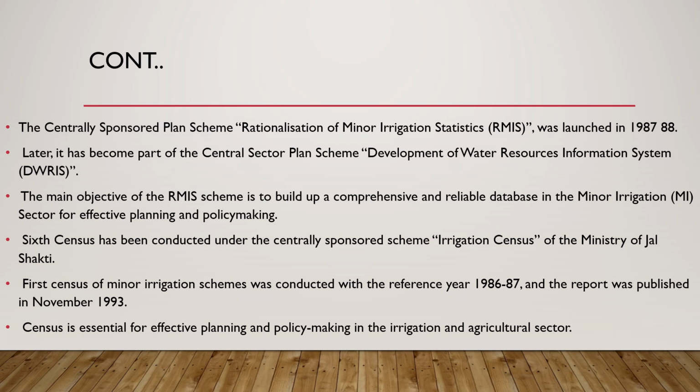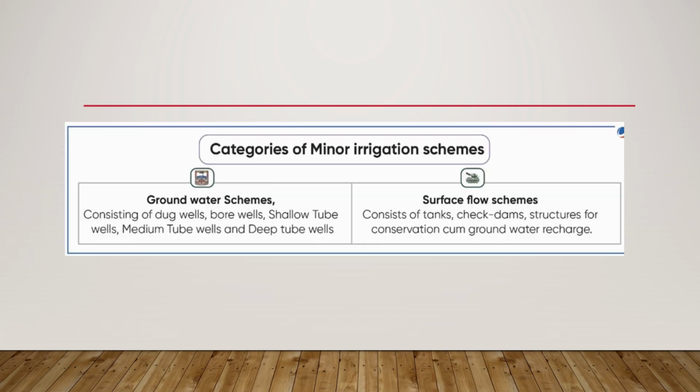The sixth census has been conducted under the centrally sponsored scheme Irrigation Census of the Ministry of Jal Shakti. The first census of minor irrigation schemes was conducted with the reference year 1986-87, and the report was published in November 1993. A census is essential for effective planning and policy making in the irrigation and agriculture sector.